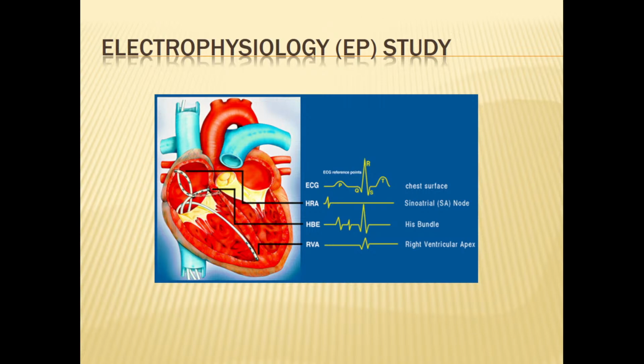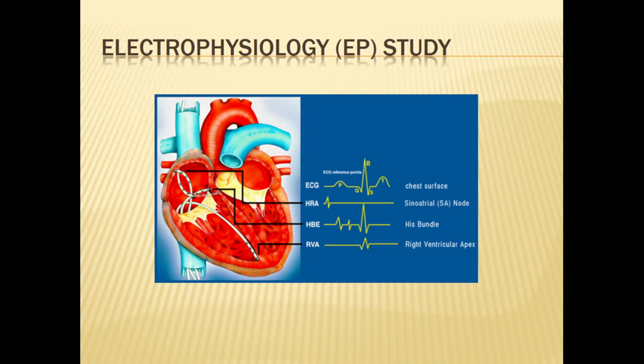Usually there are 4 electrodes in the heart. One electrode is placed near the sinoatrial node and detects its activity. You see how it looks like. Another electrode is placed near the bundle of His, and we have a wave potential of the bundle of His.